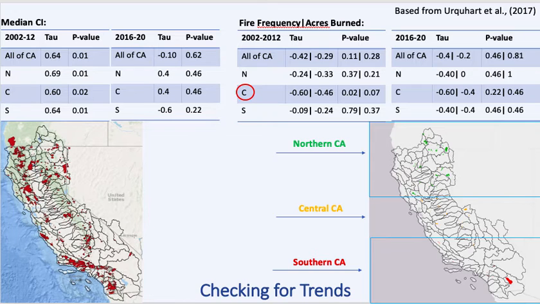For median cyanobacteria index, all of 2016 to 2020 appear to not follow a monotonic trend, meaning the values vary for this period, and a way to explain this is the small number of years used. For 2002 to 2012, however, we can see that all appear to have a monotonic trend and appear to be increasing. For fire frequency and acres burned, all appear to be varied, leading to no one-direction trend, with the exception of Central California for 2002 to 2012.